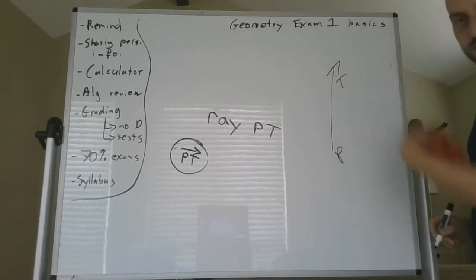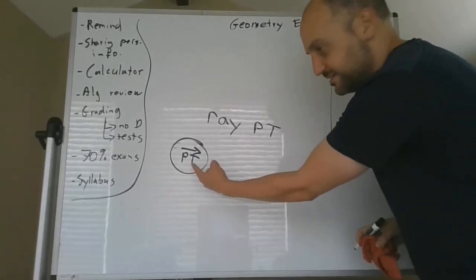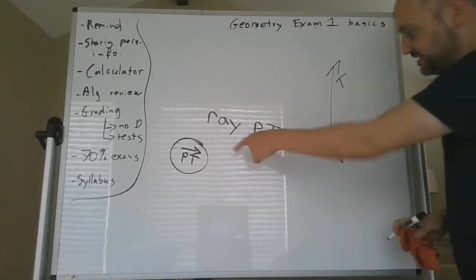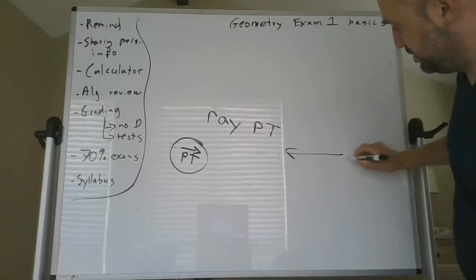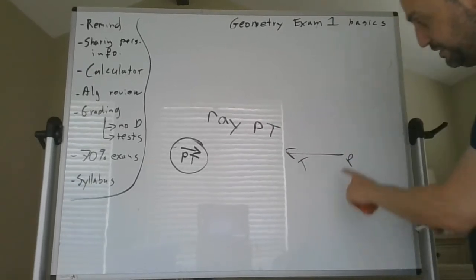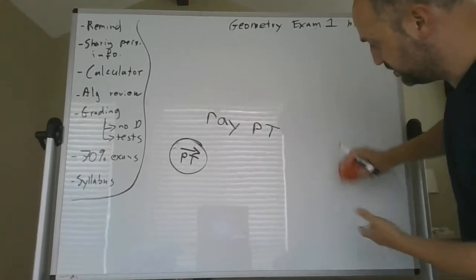PT. This is still ray PT. Nothing different. The notation always still looks like this: the little arrow going to the right, and you say PT. It doesn't matter which way, even if it was going this way, ray PT. But be careful though, it would have to be P to T going that way. This would be wrong. Let me show you this.